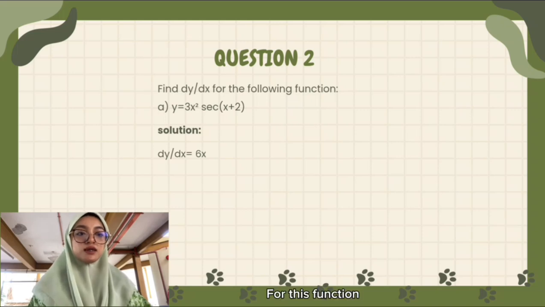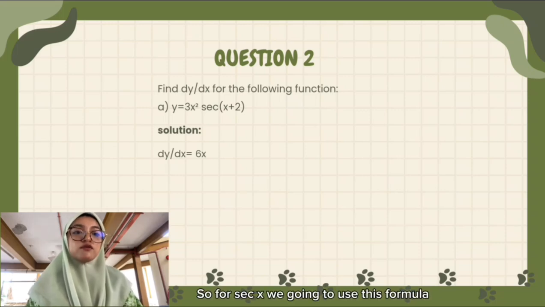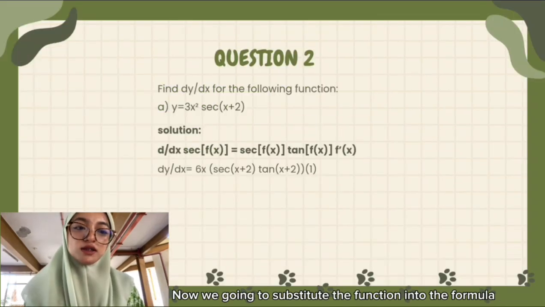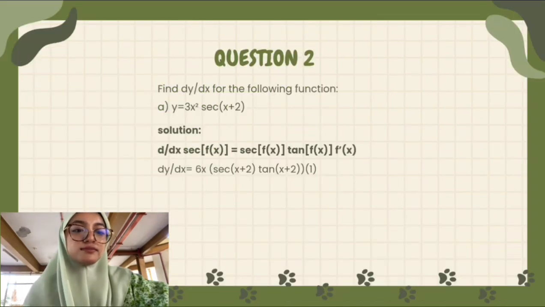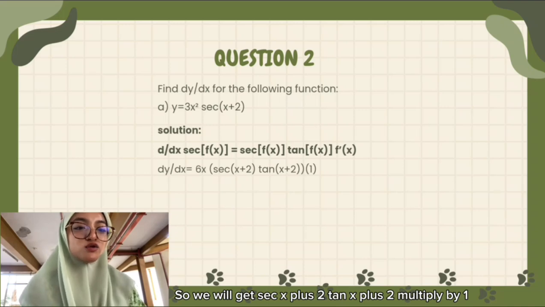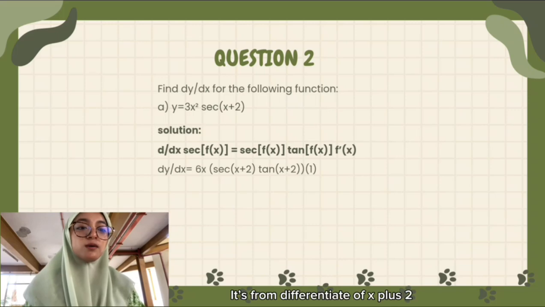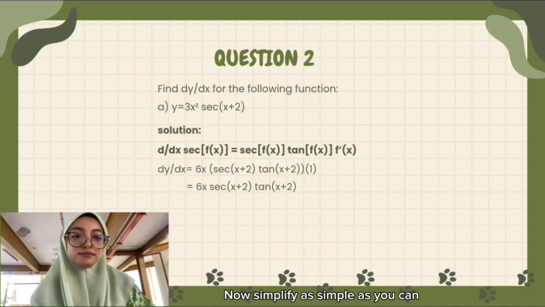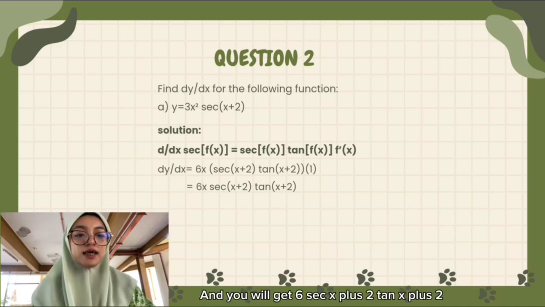For this function, we need to refer to the chain rule formula. So for sec, we're going to use this formula. Now we substitute the function into the formula, so we will get sec(x plus 2) tan(x plus 2) multiplied by 1, where the 1 comes from differentiating x plus 2. Now simplify as much as you can, and you will get 6x sec(x plus 2) tan(x plus 2).